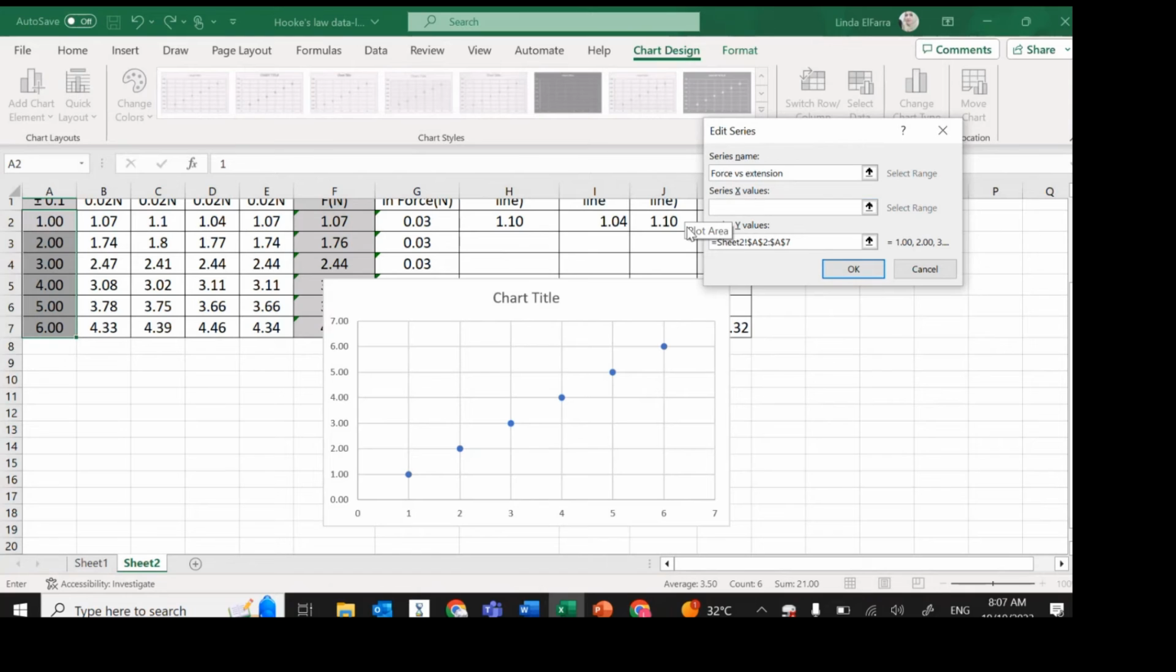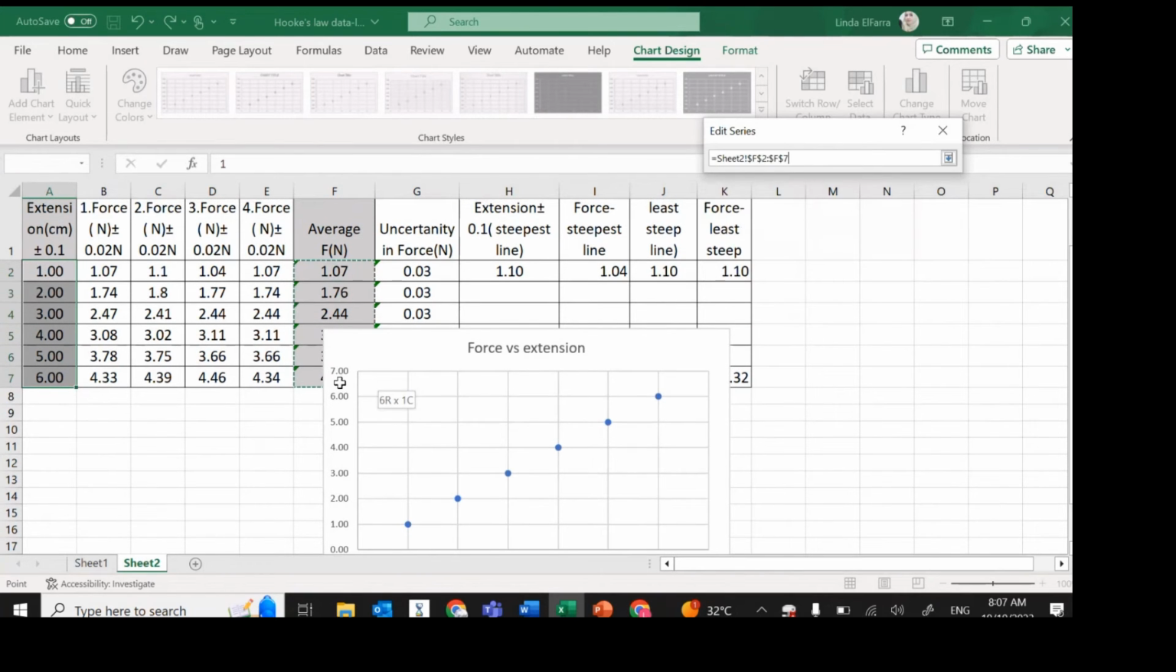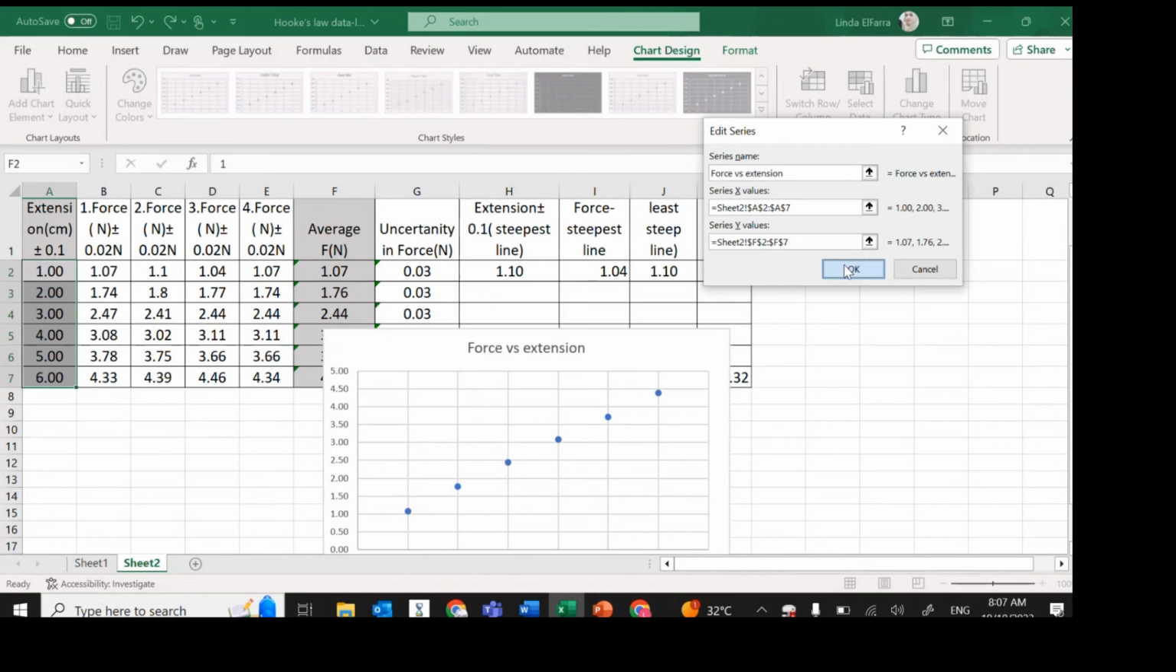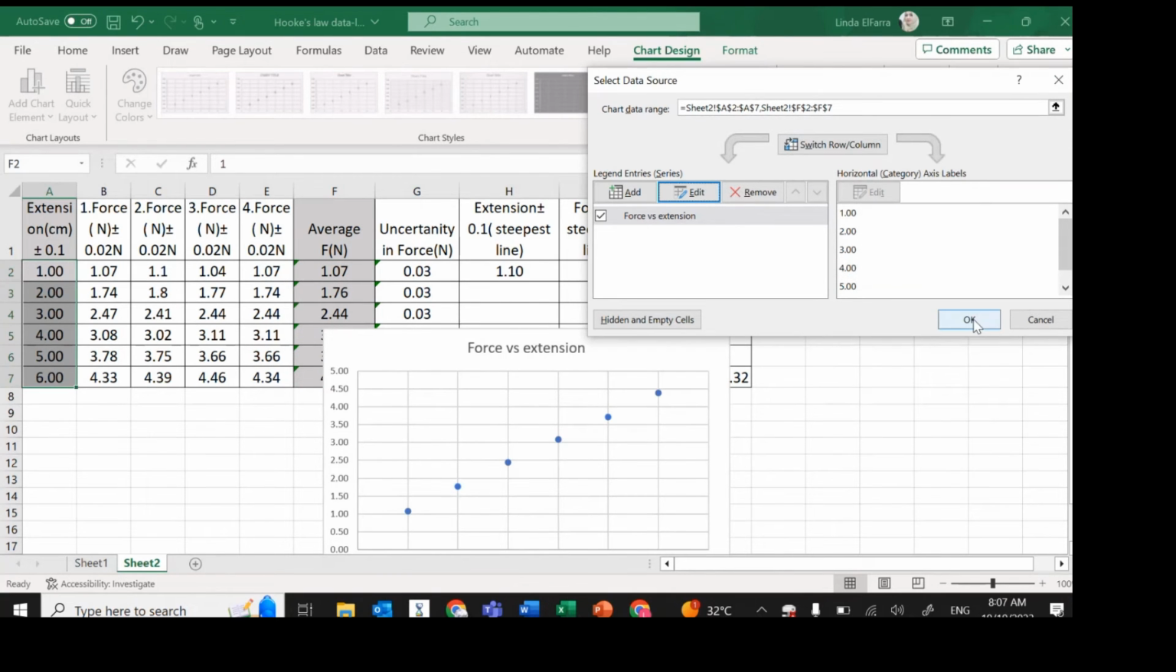And we said x-axis should be the extension. So I will go and select x-axis. Y-axis will be the average force. So go here and select the average force. Okay.